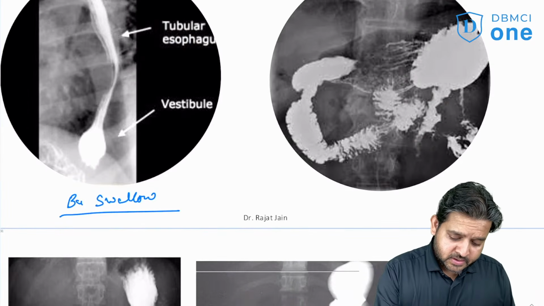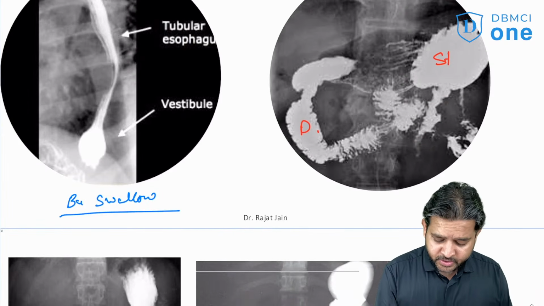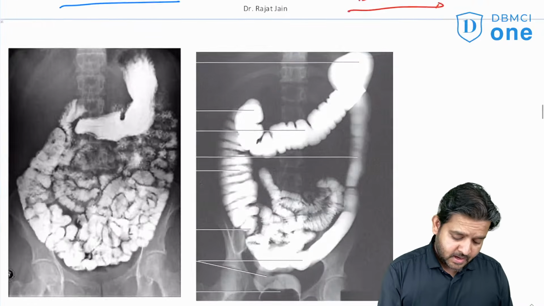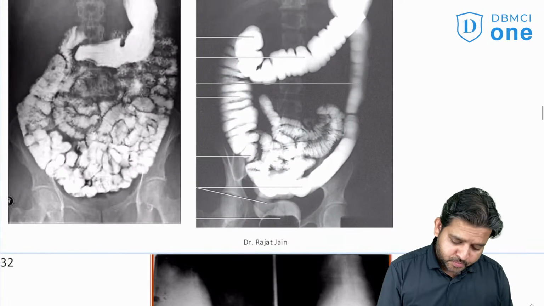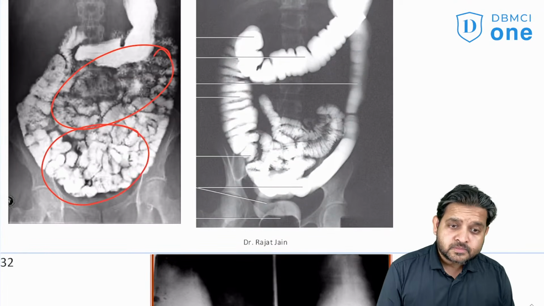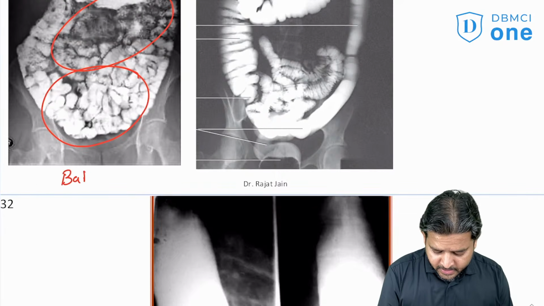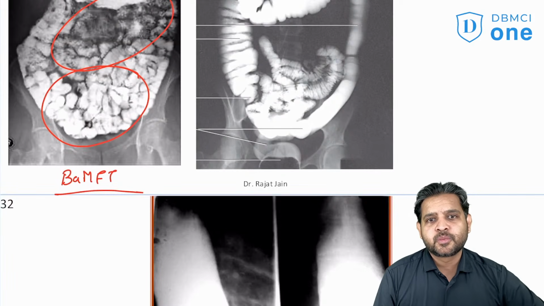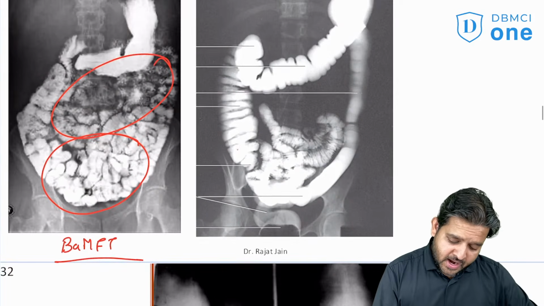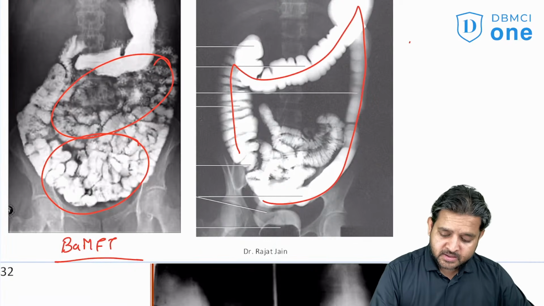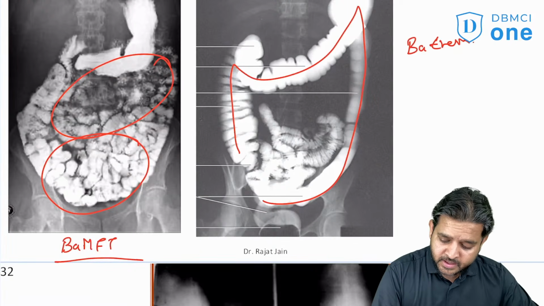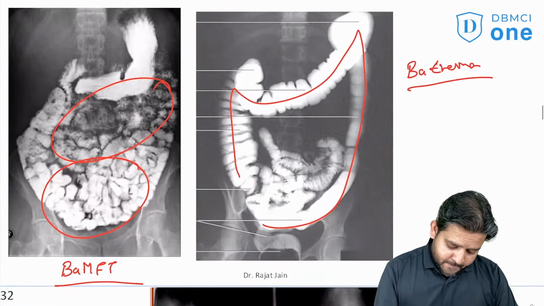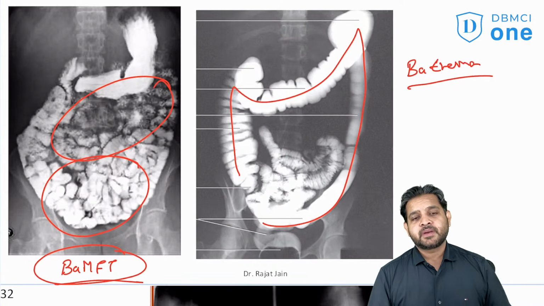Now, if you see the dye in the stomach and duodenum, then this is barium meal. However, if you see the small bowel loops, jejunal loop and ileal loop, then this is barium meal follow through. And if you see the large bowel, then this is barium enema. So once again I am repeating: barium swallow, barium meal follow through, and barium enema, right?